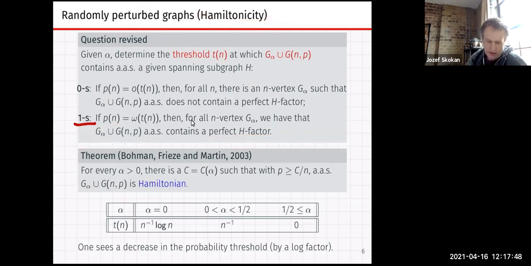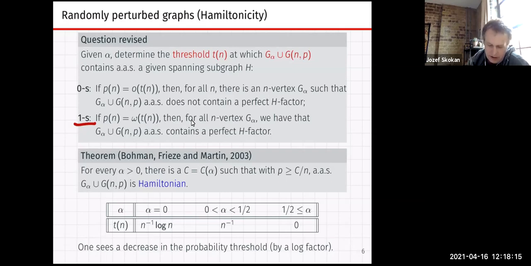Okay. So the theorem that Bohman, Frieze, and Martin proved in 2003 is that for every alpha, you find a constant C that depends only on alpha, such that if the probability is at least C over n, then asymptotically almost surely, this perturbed graph is Hamiltonian.